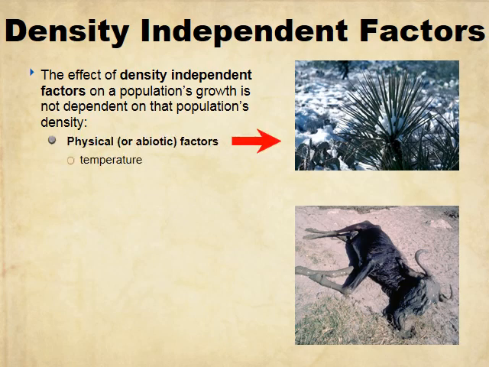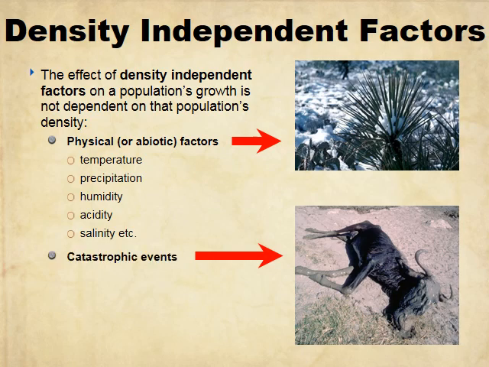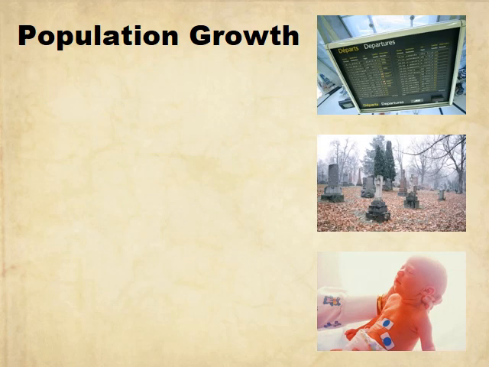So your physical or abiotic factors are usually things like this: your temperature, precipitation, humidity, acidity, salinity, and catastrophic events, especially like floods and tsunamis and fires and hurricanes and stuff like that. When you think about it, it doesn't matter if you're sitting in a classroom. It doesn't matter how many people are in that classroom. If a tornado rips through it, whether there are 20 or there are 40, that whole population is going to be affected. Drought, earthquake, and eruption, those are just a couple more.